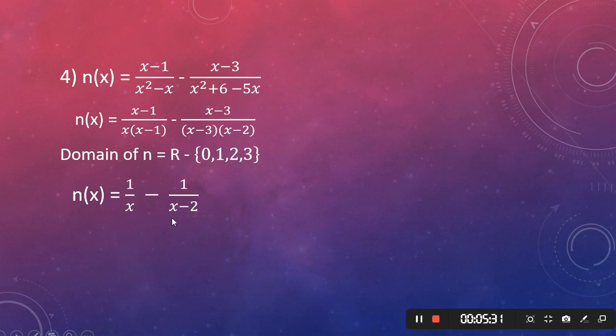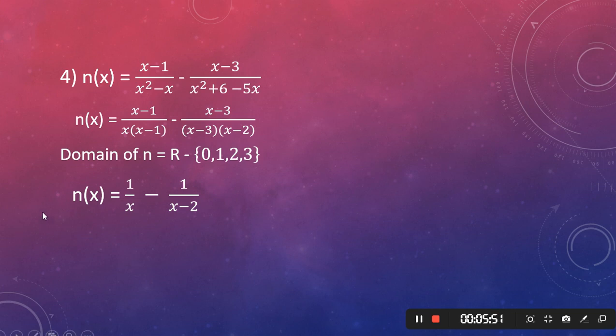Oh, here we didn't have the same denominators. What should we do? When we add the two fractions with unlike denominators, we have to make them like.